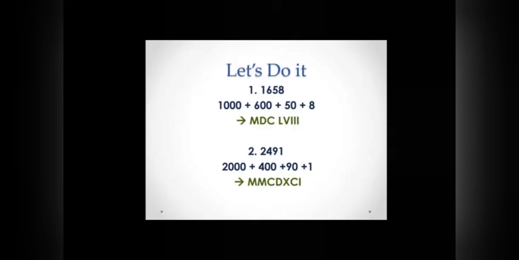As you can see, children, I have written CD. That means C is subtracted from D, that is 500 minus 100, which gives me 400. Then comes 90. So I cannot write X 9 times. So I have written XC. That means X is subtracted from C. So 100 minus 10 is 90, and then I. So this is how you are going to write Hindu-Arabic numbers as Roman numerals.